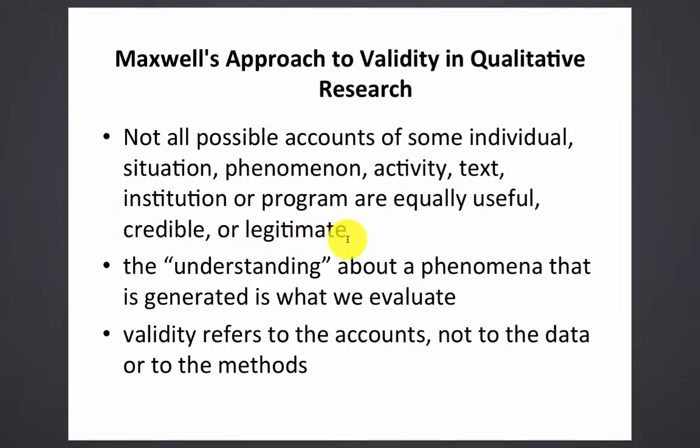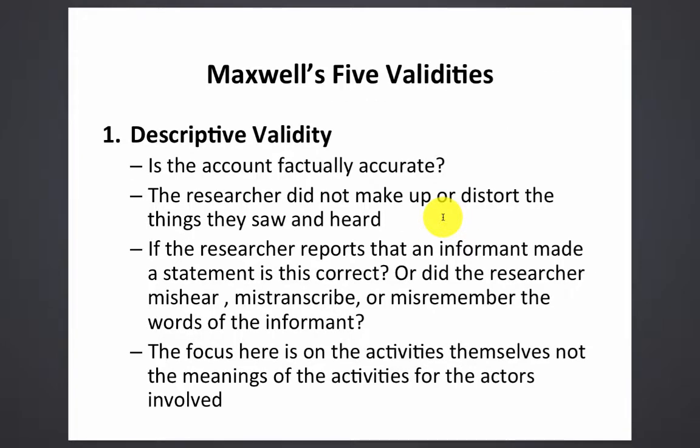And so validity of qualitative research is all about asking ourselves whether or not we trust, or we think, that description of the account is good enough. So based on that foundational understanding that we're evaluating the accounts, a fellow by the name of Maxwell came up with 5 types of validities that we might apply to qualitative research. And the first is descriptive validity.